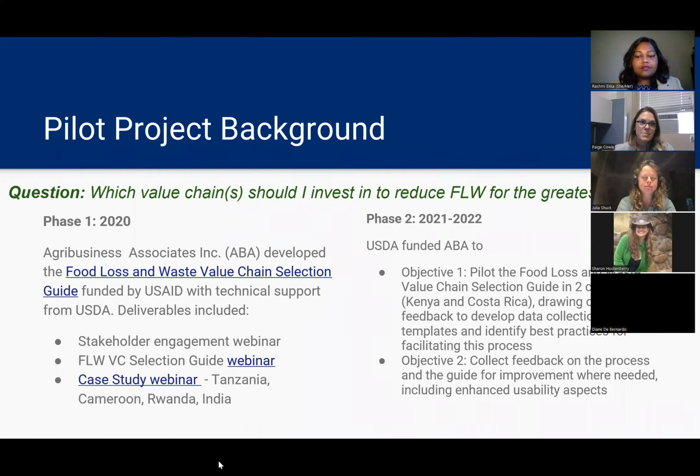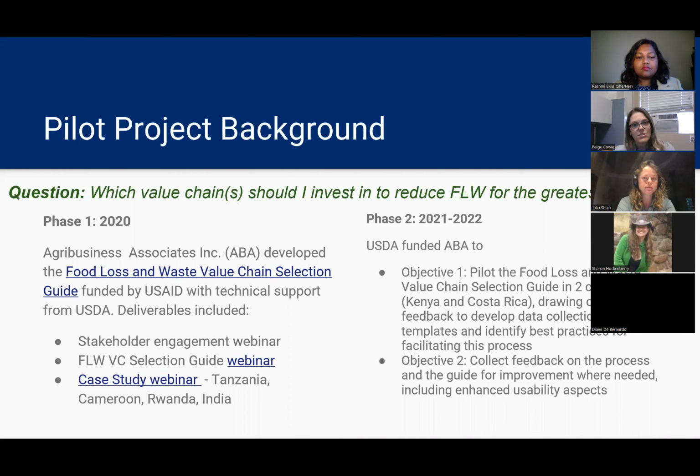In phase 1 of this project, Agribusiness Associates developed actionable knowledge products that can be used by various stakeholders to enable greater investments in food loss and waste. The output of the 2020 project included the Food Loss and Waste Value Chain Selection Guide that we'll be learning more about today.